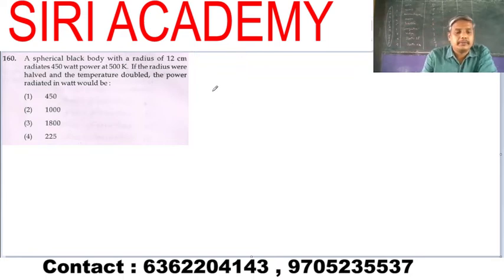And this is question number 160. A spherical black body with a radius of 12 centimeter radiates 450 watt power at 500 Kelvin. If the radius were halved and the temperature doubled, the power radiated in watt would be. So from Stefan's law, power is given by sigma A T power 4 for a black body, and P is proportional to A into T power 4.